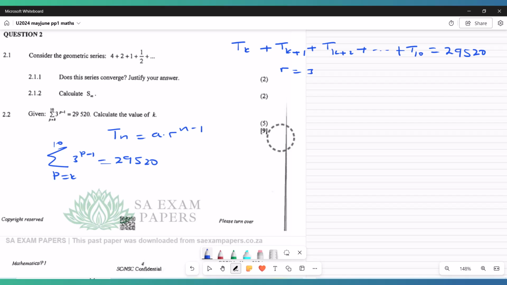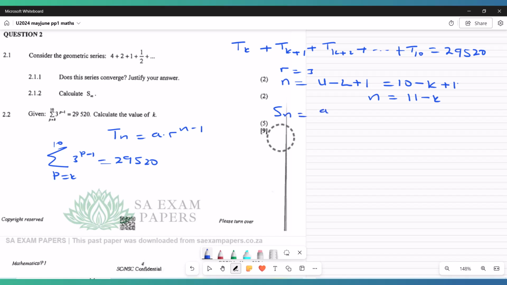Then let me first find out my number of terms. Now the number of terms, please remember, is given by upper limit minus lower limit plus 1. In this case the upper limit is 10. What about the lower limit? The lower is k, then plus 1. So 10 plus 1 gives us 11, then minus k. So these are the number of terms.